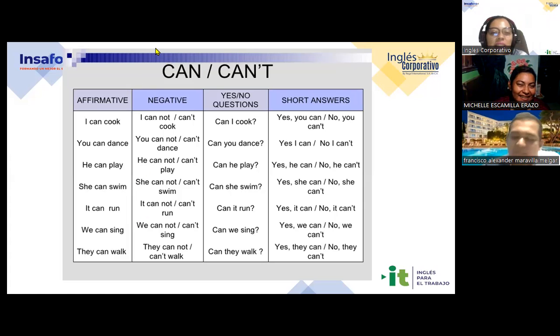Can you swim? Nadar. Swim. Yes, I can. Can you read every day? Can you read everything? Can you read? ¿Puede leer? I can. Okay. Excellent. Good. Thank you.